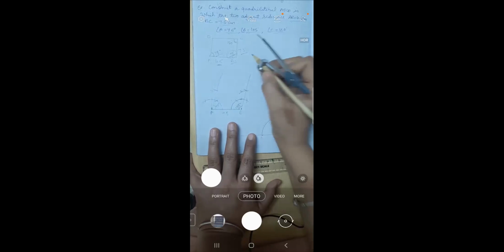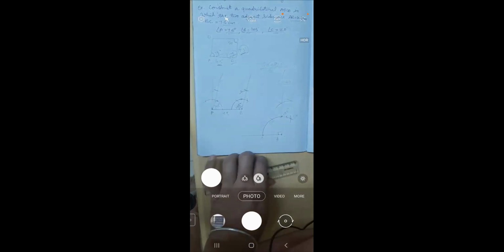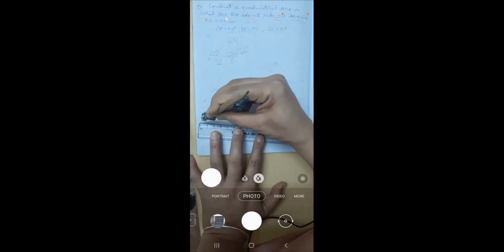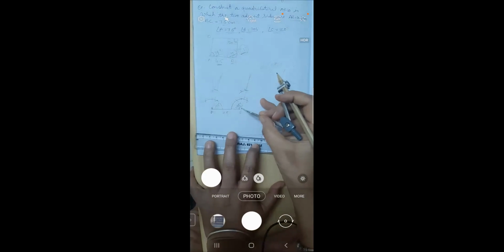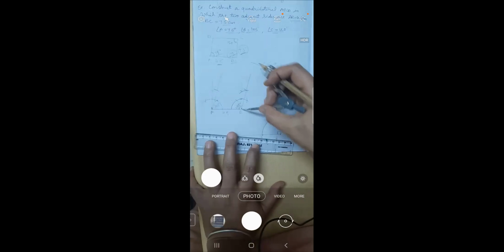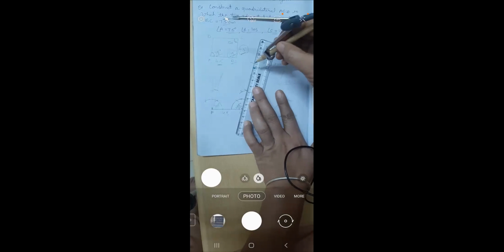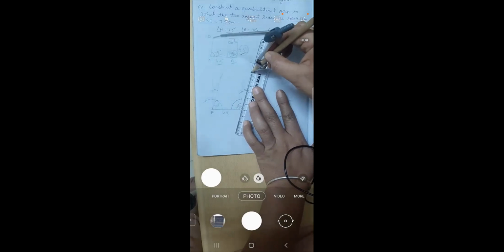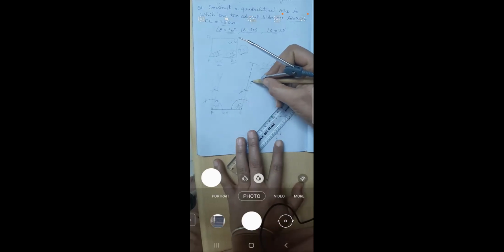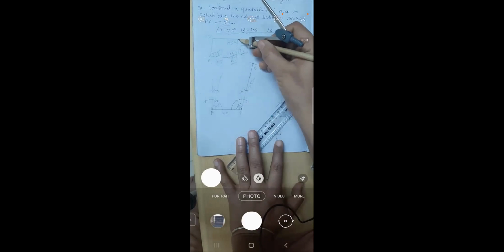Now since its measurement, this line should be of 7.5 centimeter only. So now for 7.5, open this compass for 7.5, and draw an arc from B to 7.5 length. And extend this same line up to 7.5. So this line is 7.5 centimeter. Now this point will be point C.